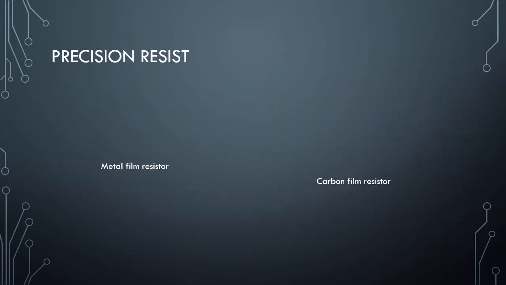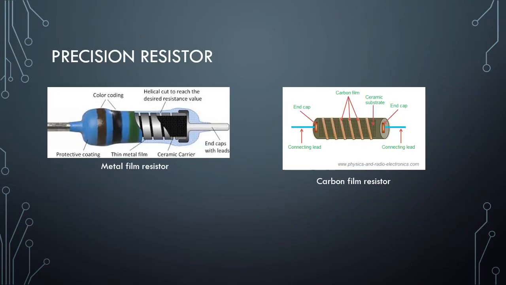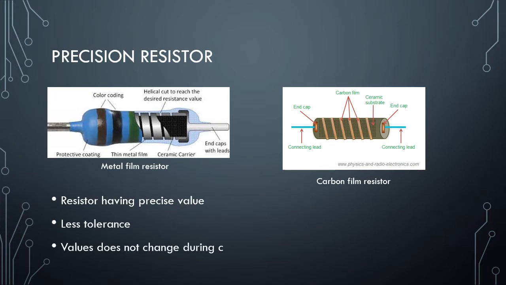So precision resistors. We have the metal film and also the carbon film resistors. They are a special type of resistor because it is a resistor having a precise value. It has less tolerance, and the values do not change during change in temperature or aging.